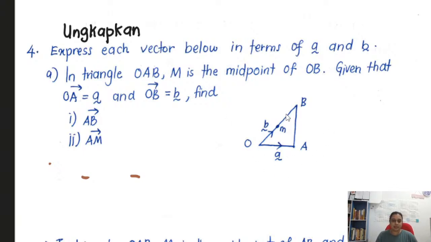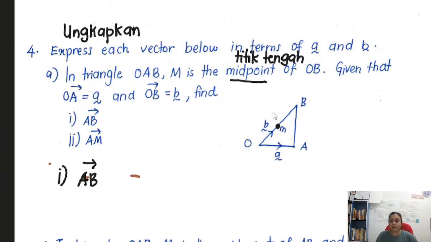Okay, this is a triangle, O, A, B. M ialah titik tengah. Midpoint maksudnya titik tengah, of OB. OA diberi already, is given already. OB is also given. Okay, find AB. AB, what shall we use?